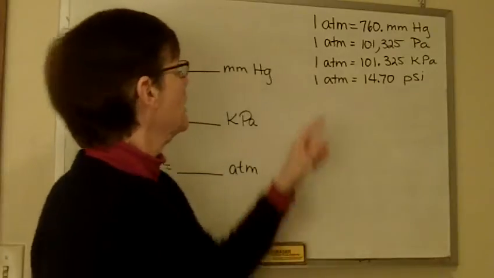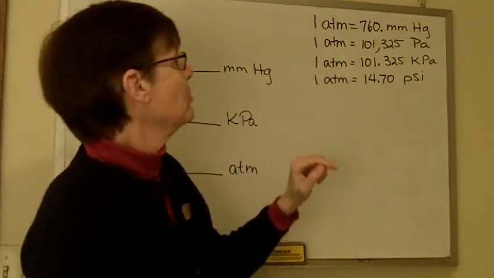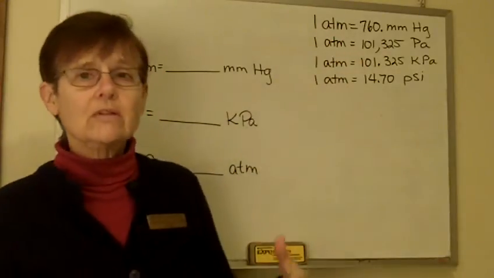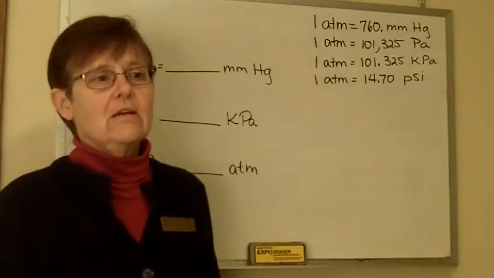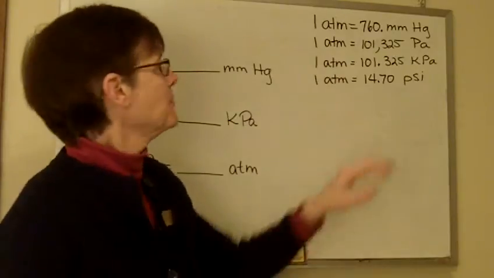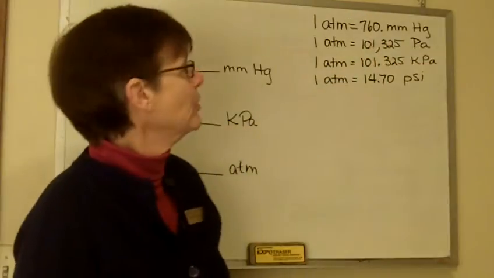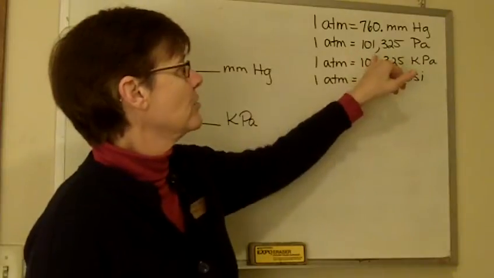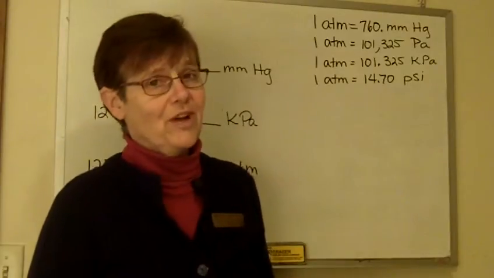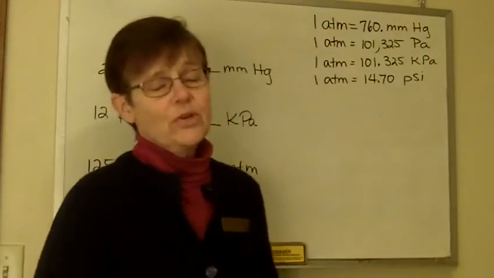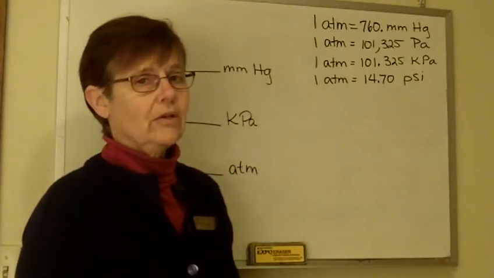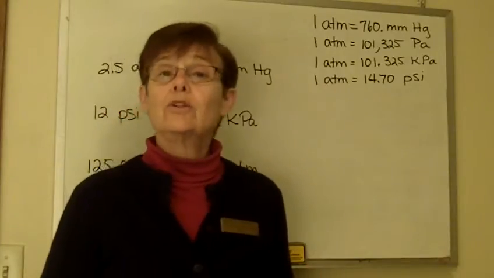So what I've got on the board here are the different units that we use to measure the pressure. So we use atmospheres. ATM stands for atmospheres, and at normal sea level, kind of a typical day, the pressure in the air would be 1 atmosphere. Now 1 atmosphere is equal to 760 millimeters of mercury, 101,325 pascals, 101.325 kilopascals, and 14.7 pounds per square inch, or psi. So all these units are equal to 1 atmosphere, which means they're all equal to each other.